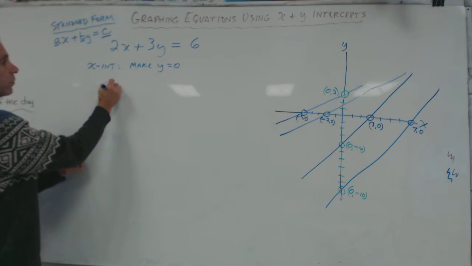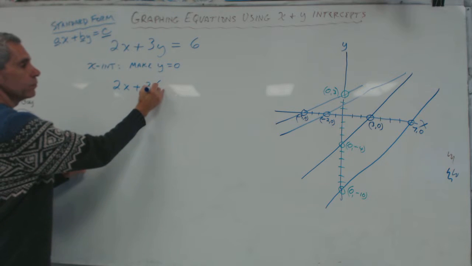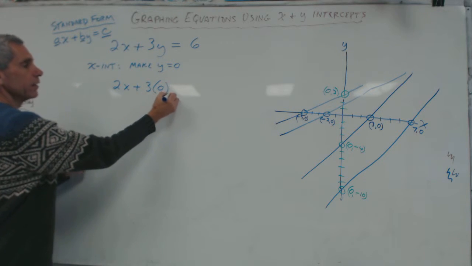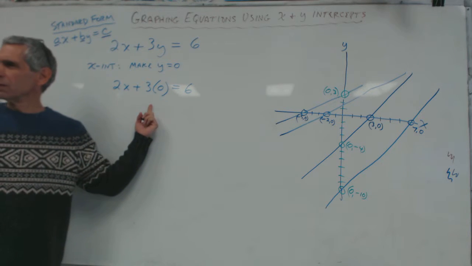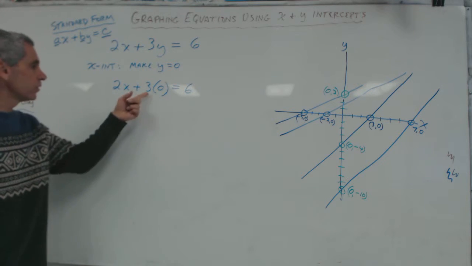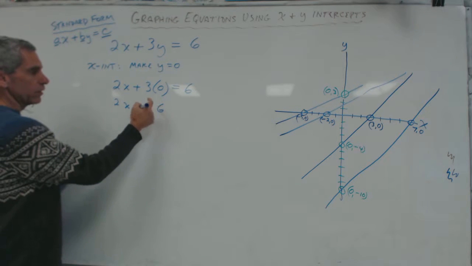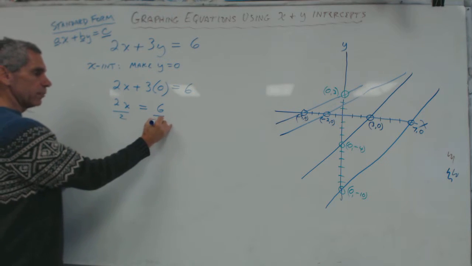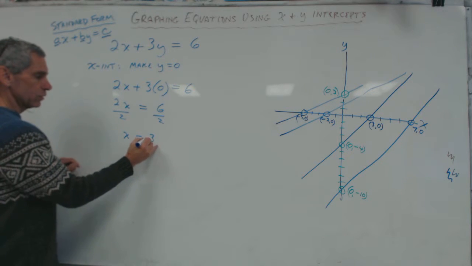Now what I'm going to do here is write 2x plus 3 times what? 0 instead of y equals 6. What's 3 times 0? 0. So x would be 3. Yeah, so 2x is equal to 6. I don't even have to write the 0 anymore, right? And then I divide by 2, divide by 2. X equals 3.